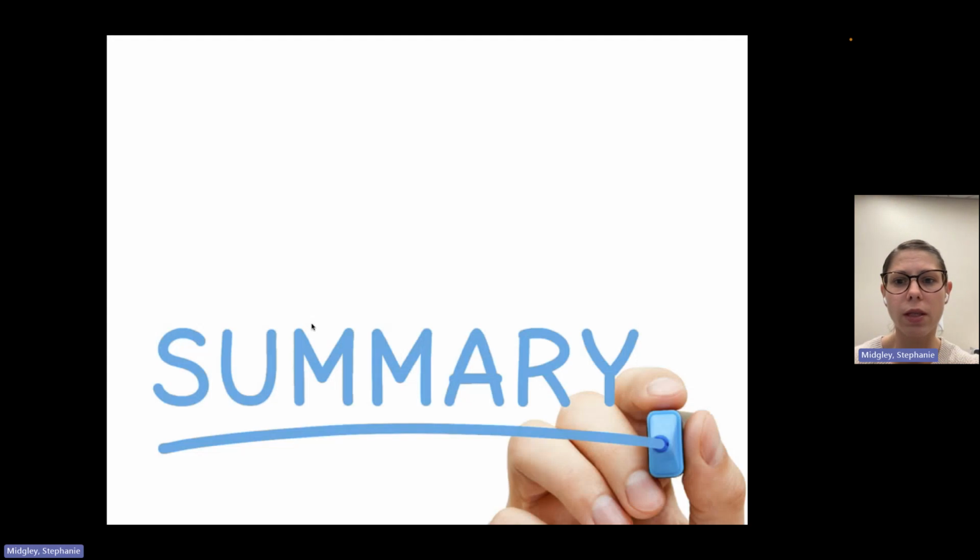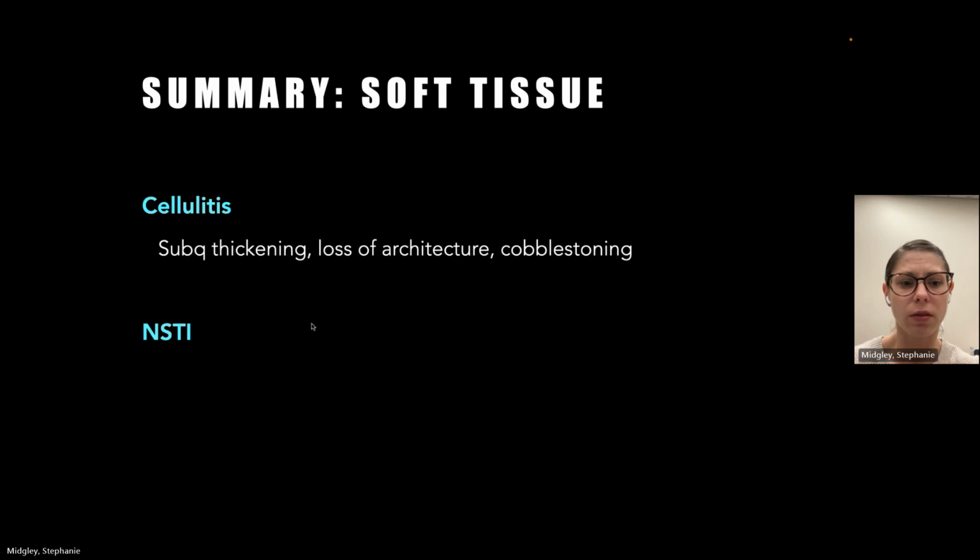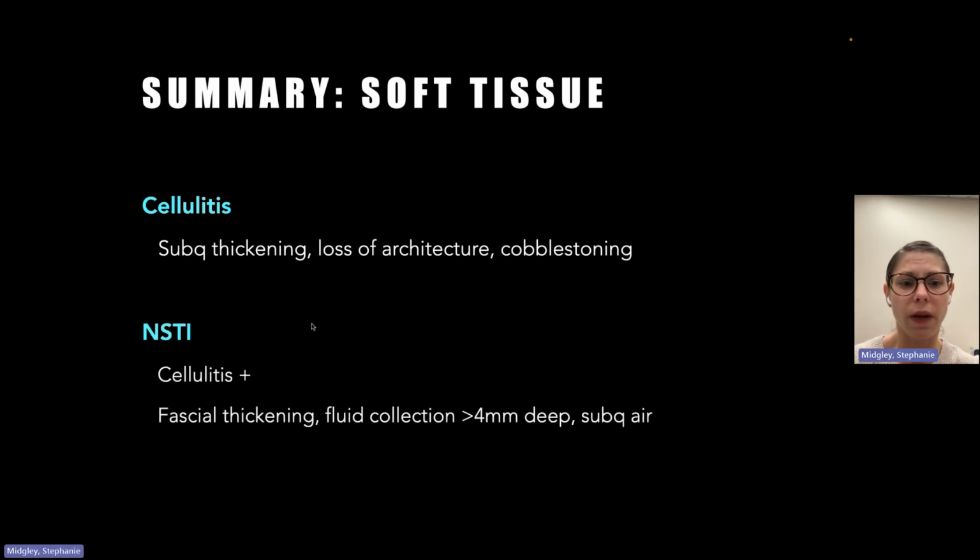All right, cool. So quick summary. Cellulitis, you've got your subcutaneous thickening, your loss of architecture, and your cobblestoning. Your NSTIs are cellulitis plus your fascial thickening, and the fluid collection starts to track deep along that fascial layer. It's going to be more than 4 millimeters in thickness, and you're going to see subcutaneous air, plus or minus.